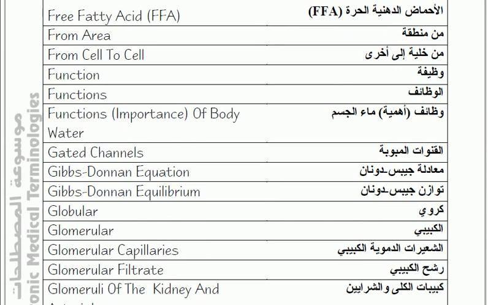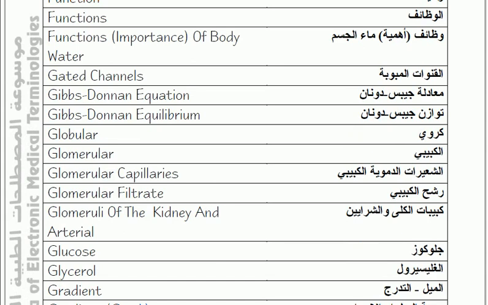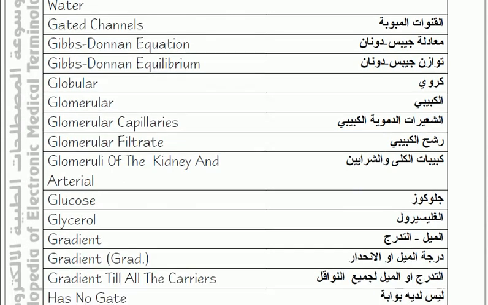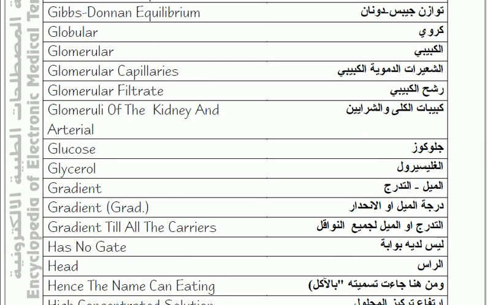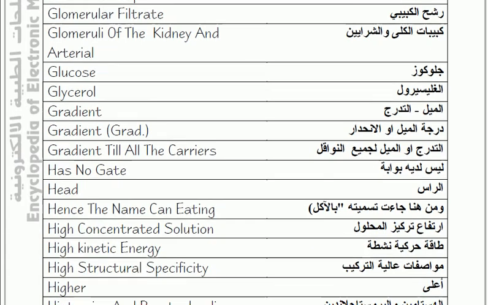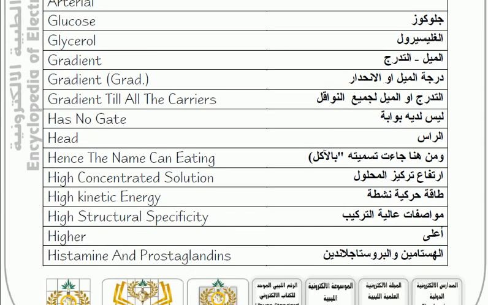Function. Functions. Functions, importance of body water. Gated channels. Gibbs-Donnan equation. Gibbs-Donnan equilibrium. Globular. Glomerular. Glomerular capillaries. Glomerular filtrate. Glomeruli of the kidney and arterial. Glucose. Glycerol. Gradient. Gradient till all the carriers.